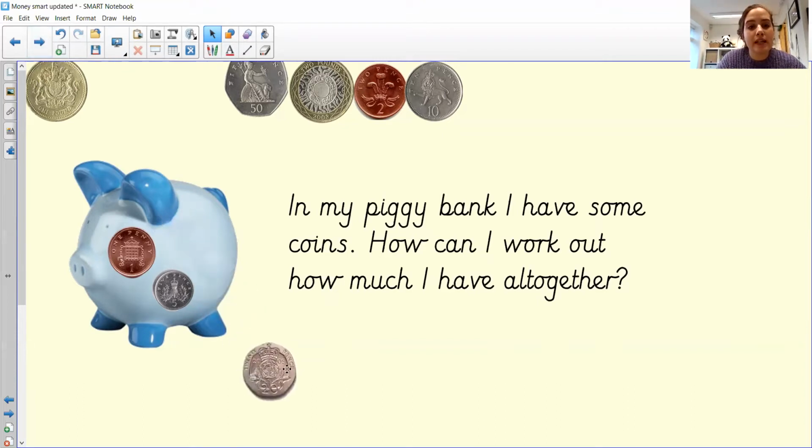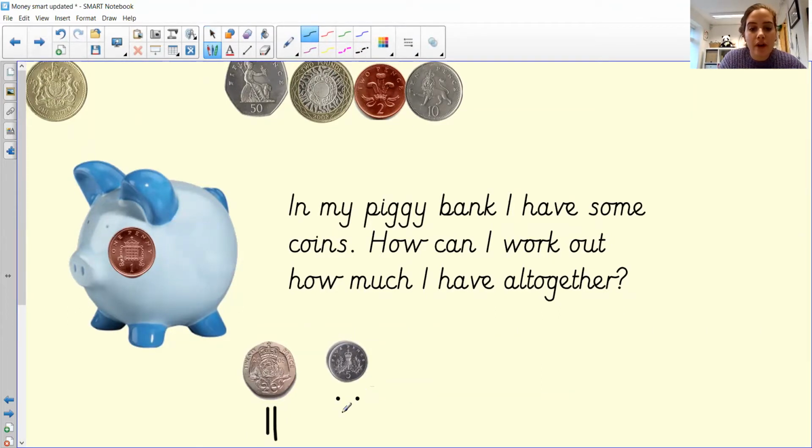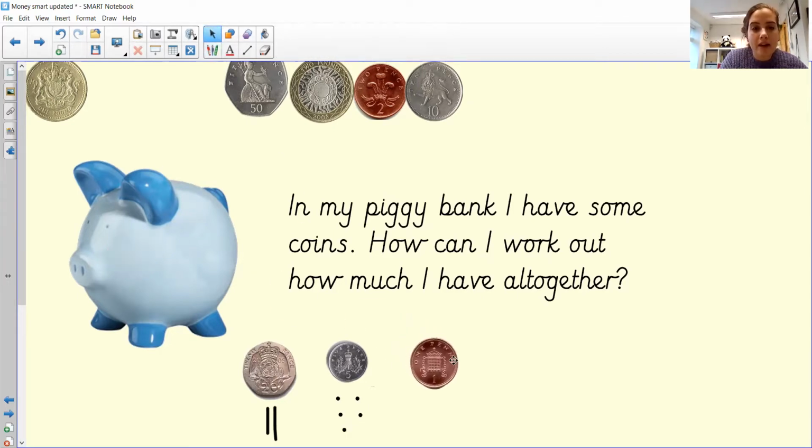Excellent. So my 20, I'm going to have 2 groups of 10. My 5p, I'm going to have 5 ones. And my 1p, I'm going to have 1. So all together, the 10s come before the ones. We look at the 10s before the ones. We record this number first. I've got 2 groups of 10 and I have got 6 ones, 26p in my piggy bank.